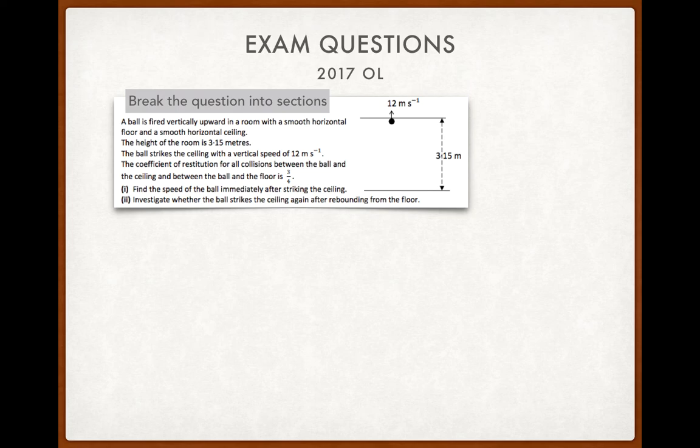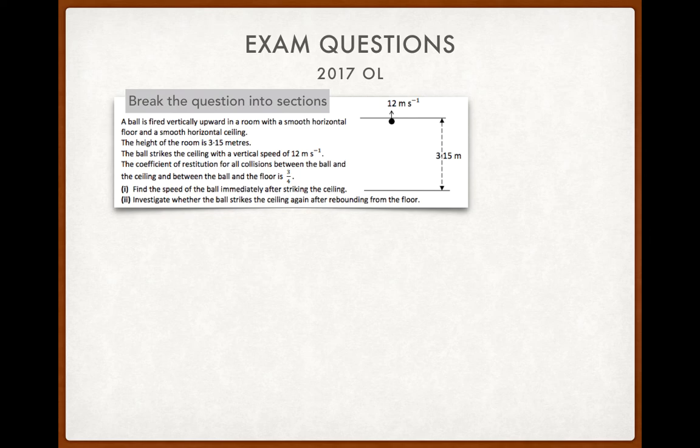So a ball is fired vertically upwards in a room with a smooth horizontal floor and a smooth horizontal ceiling. The room is of height 3.15 meters. The ball strikes the ceiling with a speed of 12 meters per second, and the coefficient of restitution between the ball and the ceiling and the ball and the floor is 3/4. So the ball is just about to hit the ceiling.